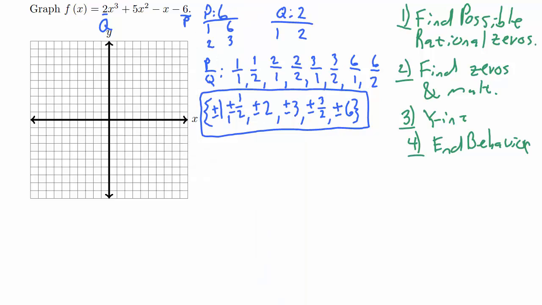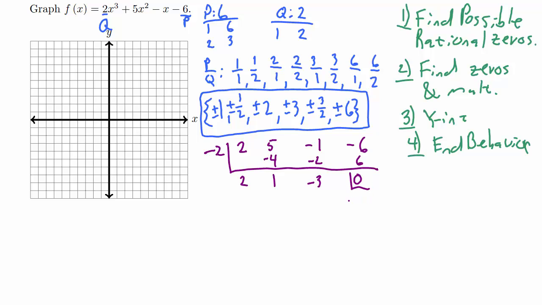But remember, we have to prove that it's a 0. You can't just say, oh, I know that all these are zeros because of the calculator. Sorry, it doesn't work that way. So take that -2 and prove it using synthetic division. So I have a 2, 5, -1, -6, bring down the 2, multiply, add, multiply, add, multiply, and add. Fantastic, I've just proven that it's a 0.